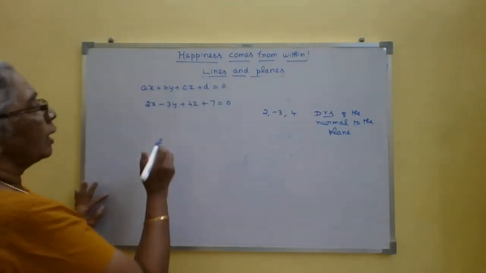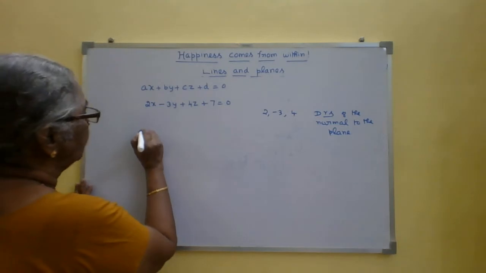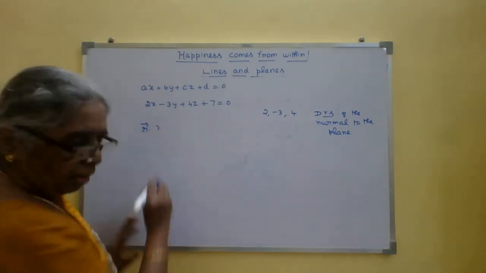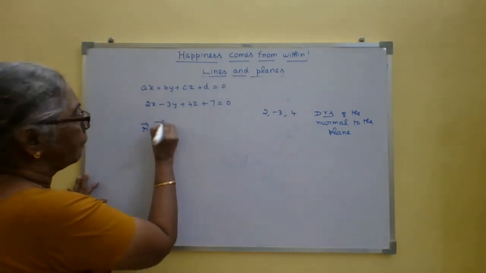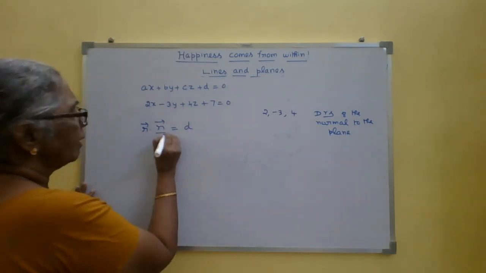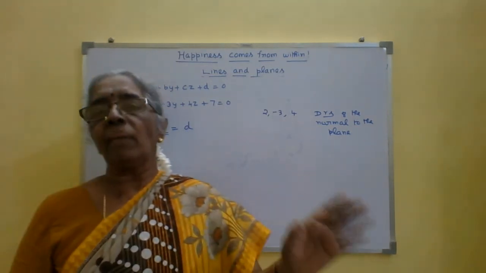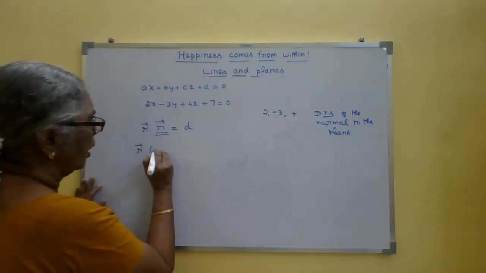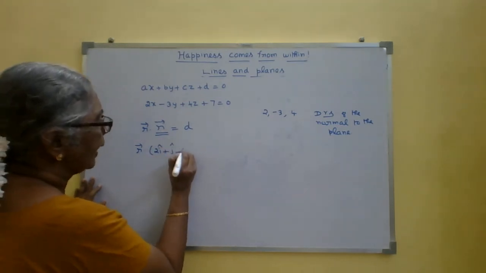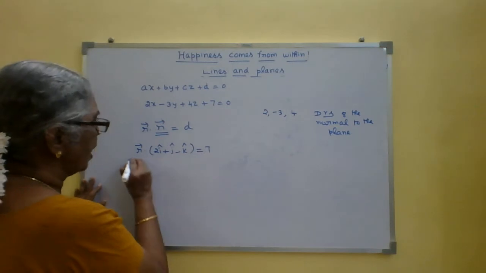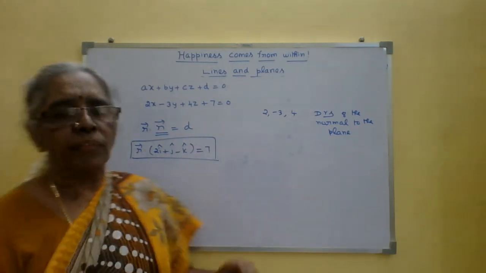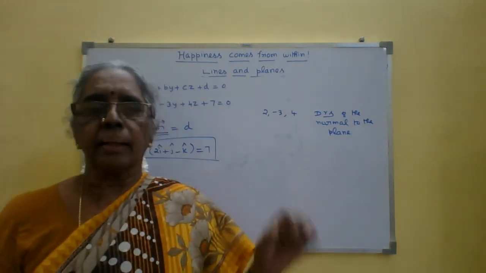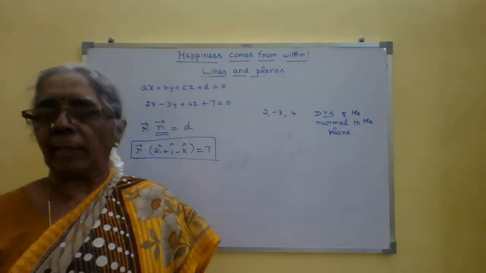Then the corresponding vector equation I will tell you: r vector dot, you can say some n vector, is equal to d. Here that n vector is called the normal vector. So now I can write r vector dot 2i cap plus j cap minus k cap is equal to 7. This is the vector form of an equation. Here 2i cap plus j cap minus k cap represents the normal vector which is called n vector.